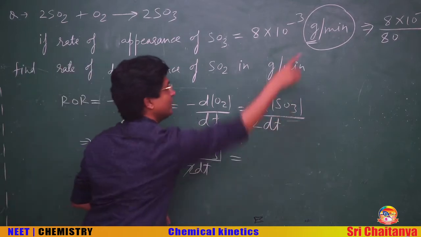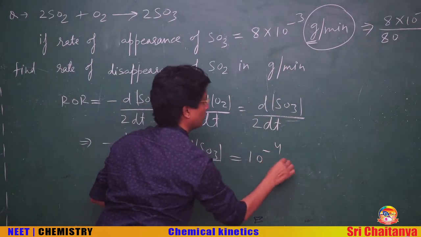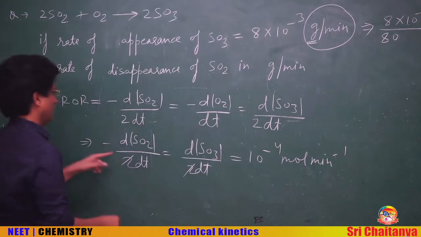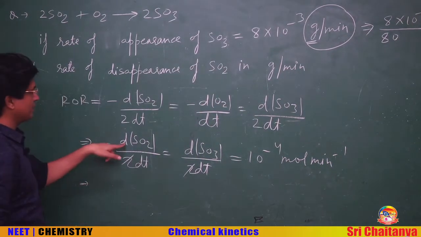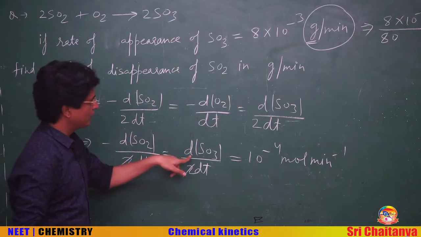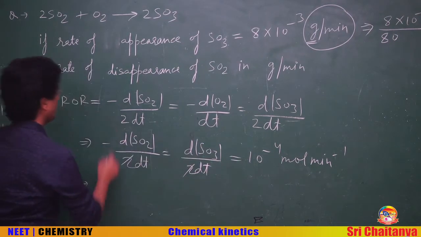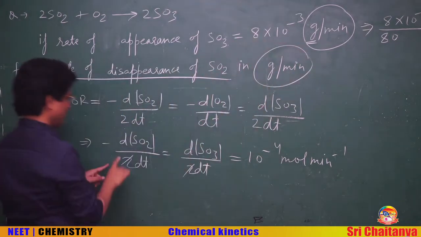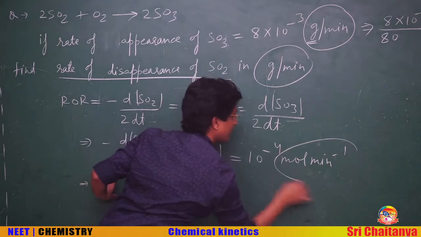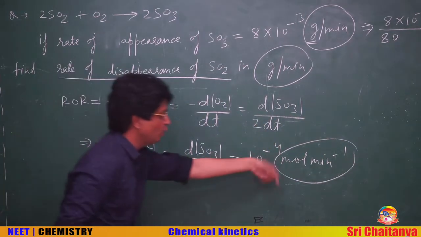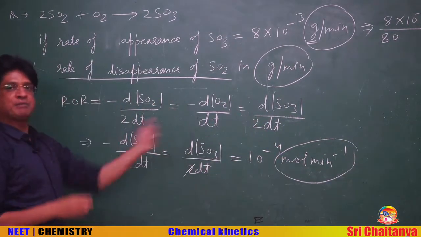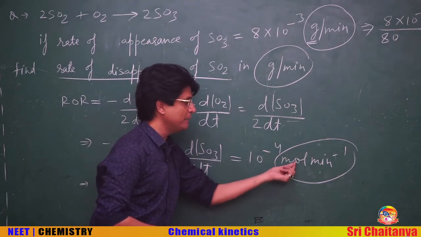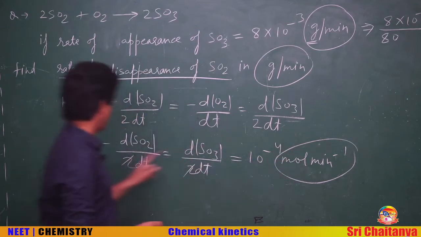Now this value is 10 to power of minus 4 moles per minute. That means the rate of disappearance of SO2 will be equal to the rate of appearance of SO3. They are asking the rate of disappearance of SO2 in grams per minute. I have got my answer in moles per minute, so I should convert this moles per minute back into grams per minute. How will you convert mole into gram?